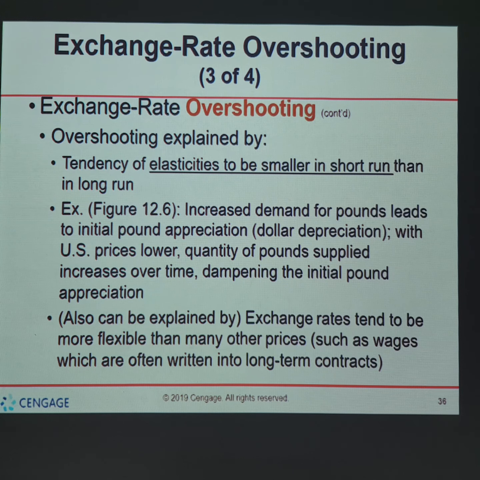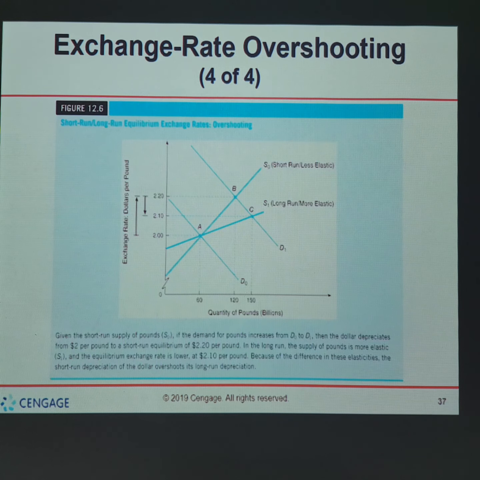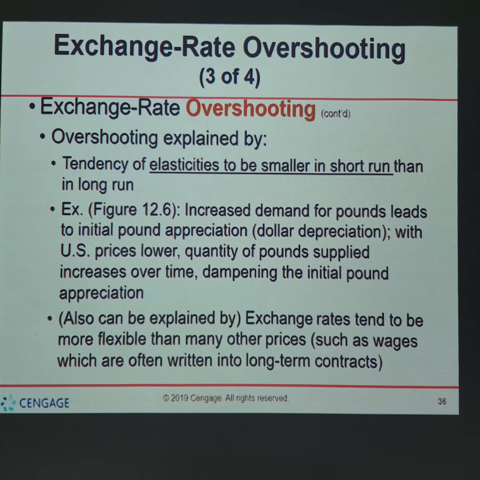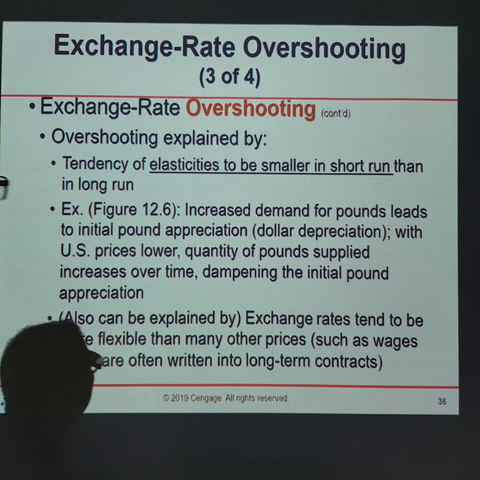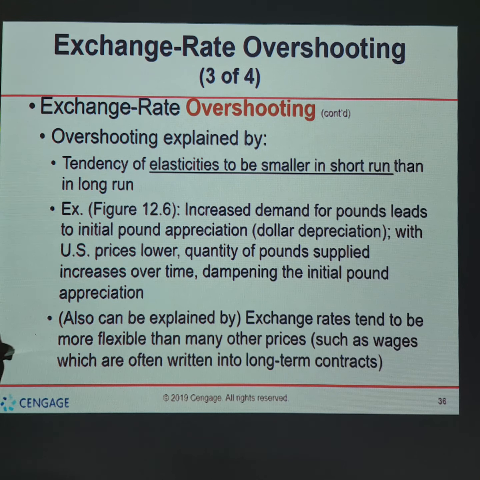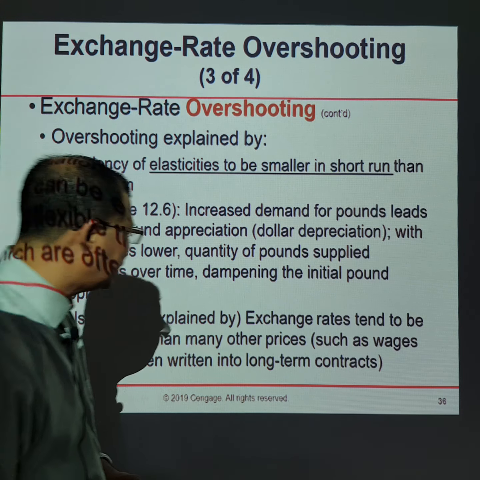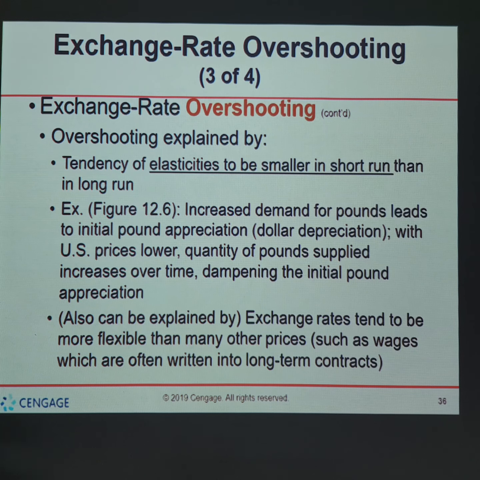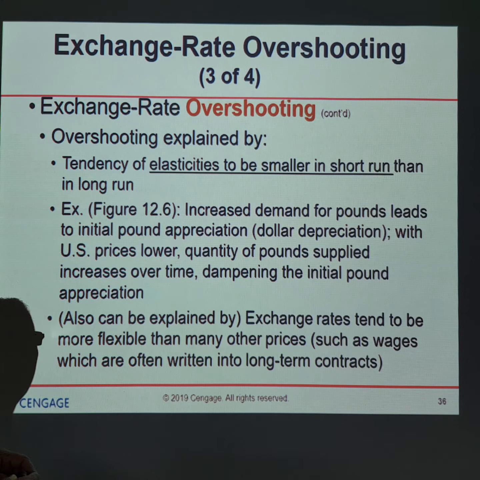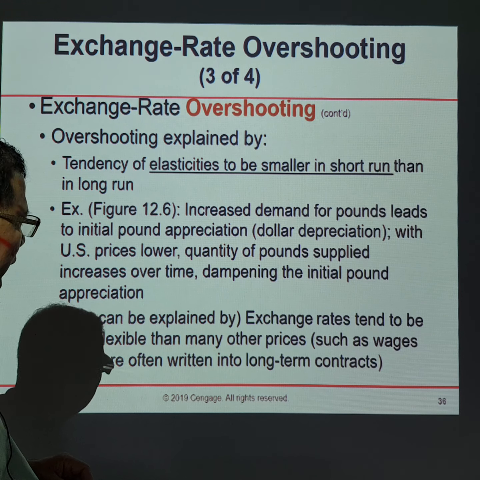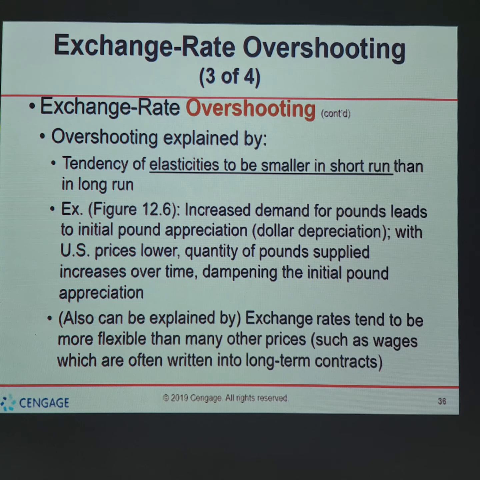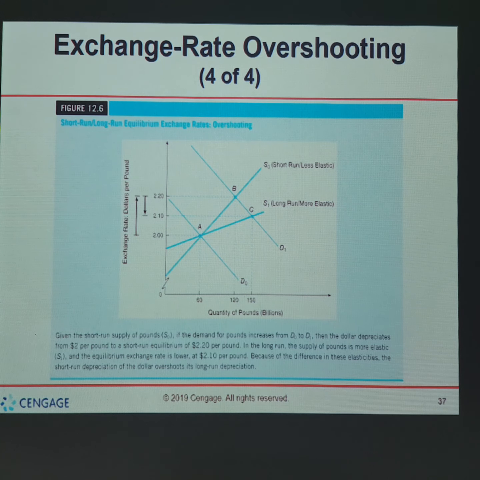In figure 12.6, here, increased demand for pounds leads to initial pound appreciation, which is dollar depreciation. With US prices lower, the quantity of pound supply increases over time, dampening initial pound appreciation. Also can be explained by exchange rates tending to be more flexible than many other prices, such as wages, which are often written into long-term contracts. Let's go to figure 12.6.